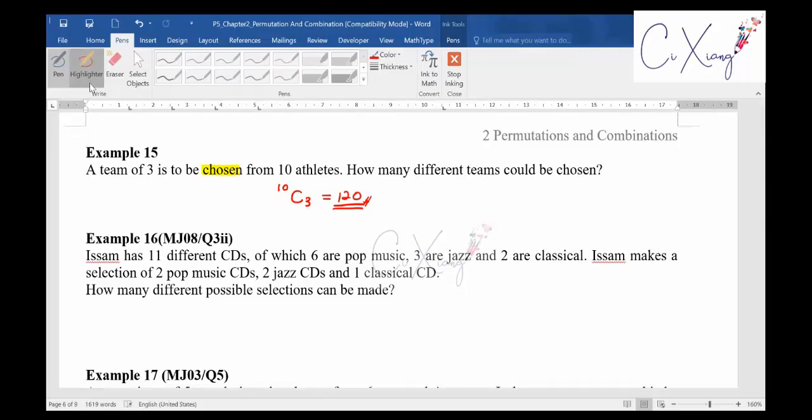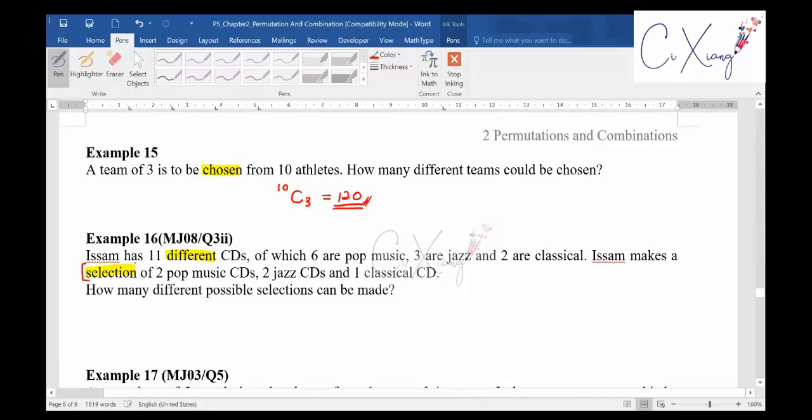Okay, all right. So have a look at example 16. I'm having 11 different CDs. Highlight the word different. So that means you're having all the distinct objects. Okay, so 6 are pop music, 3 are jazz, and 2 are classical. And then this guy wants to make a selection. Okay, so highlight the keyword selection.